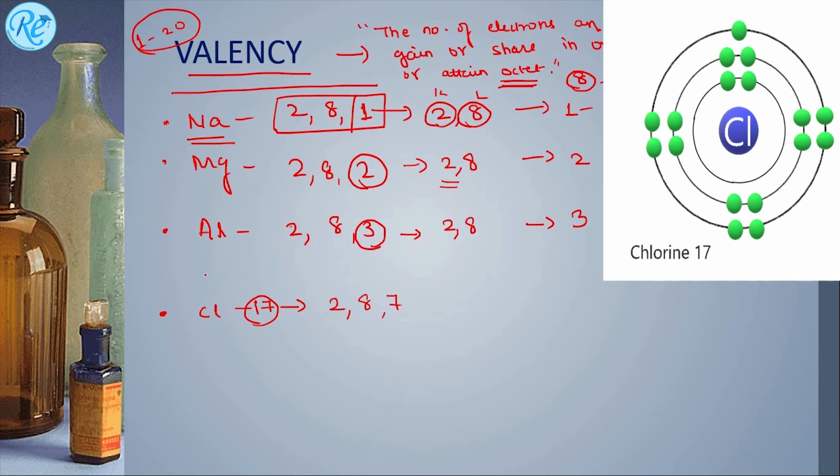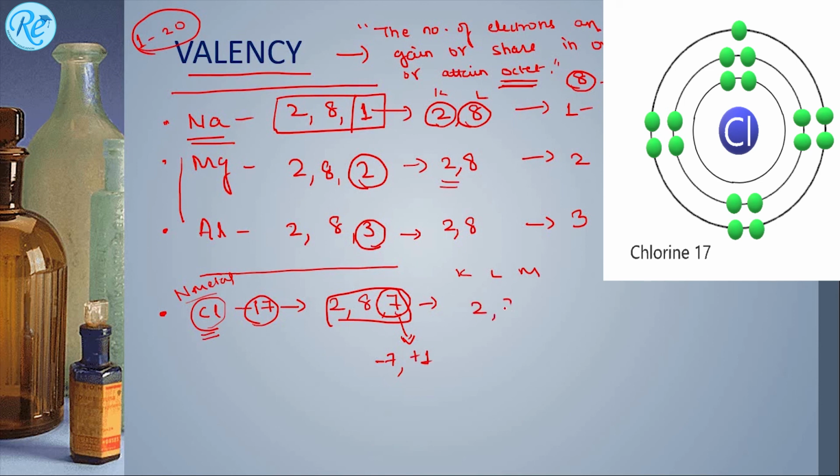Now here, see, there's a big change. Now you'll understand why properties depend on the electronic distribution. In the case of chlorine, it is a non-metal, while these are all metals. If you see the electronic configuration of chlorine, it is 2, 8, 7. Now tell me, is it easier for chlorine to remove these 7 electrons, or is it easier for it to gain 1 electron and become 2, 8, 8? Of course, the second option.